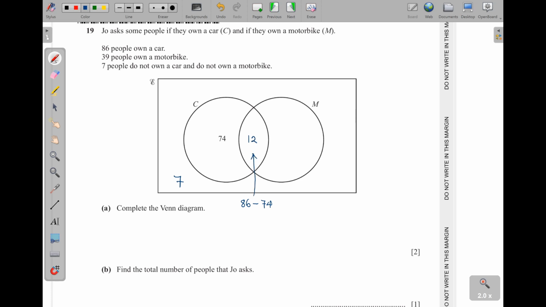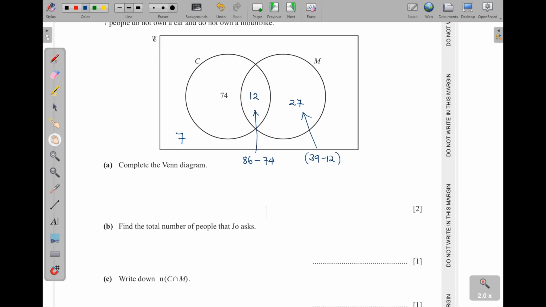This one is for this. Okay, and then they said 39 people own a motorbike. This is the set for M. So 39 people own a motorbike. So I will now say 39 minus 12, which will give us 27. So here I will write the 27 like that.